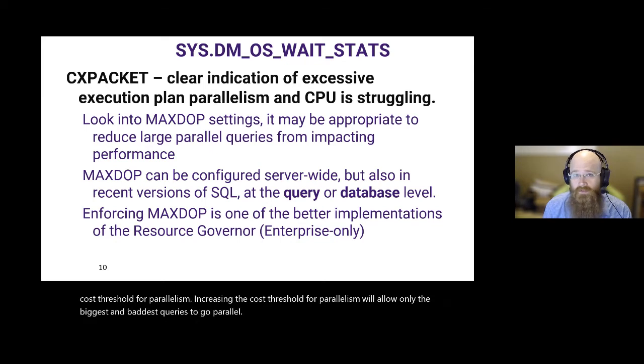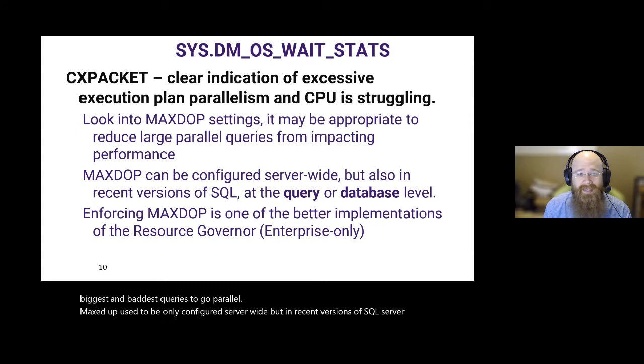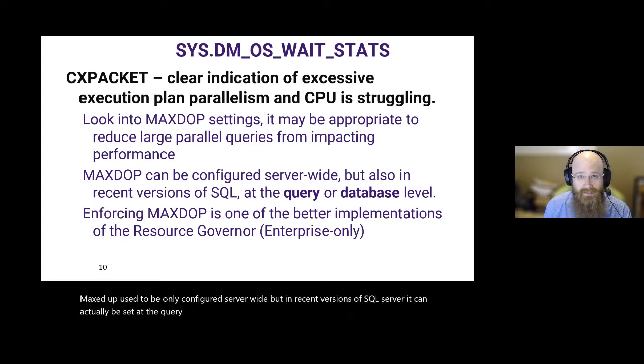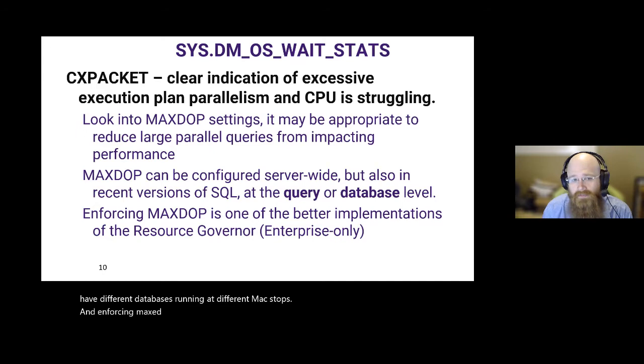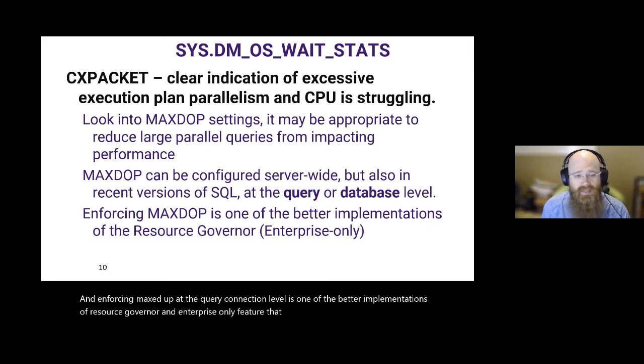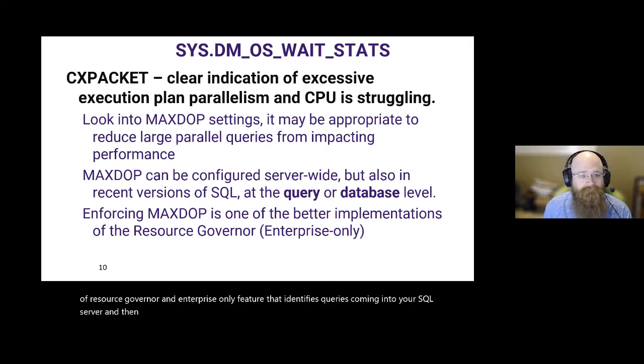MAXDOP used to be only configured server-wide, but in recent versions of SQL Server, it can actually be set at the query level with an option hint or at the database level. So you can have different databases running at different MAXDOPs. And enforcing MAXDOP at the query connection level is one of the better implementations of Resource Governor, an enterprise-only feature that identifies queries coming into your SQL Server and then assigns certain caps to them.